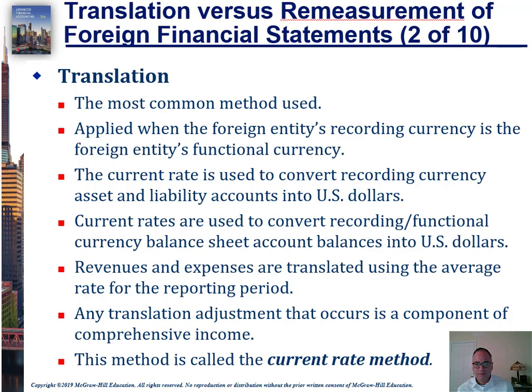Also, revenues and expenses will be translated using the average rate. And then any translation adjustment, which would be the difference, basically a plug between debits and credits, is going to go to comprehensive income, or I should say other comprehensive income. And they call this the current rate method.